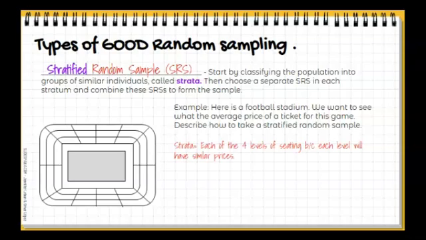We want to see what the average price of a ticket is for this game. Describe how to make a stratified random sample. So the first thing is we've got to identify, what is the strata?